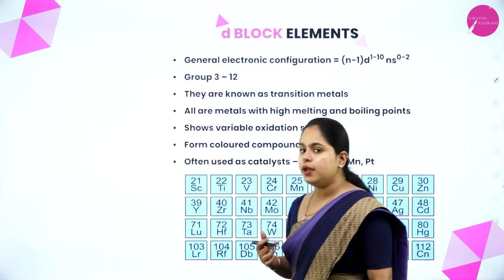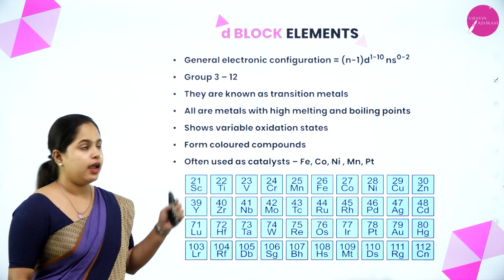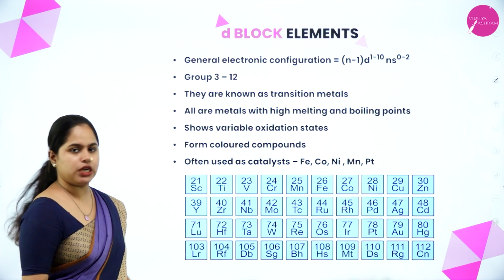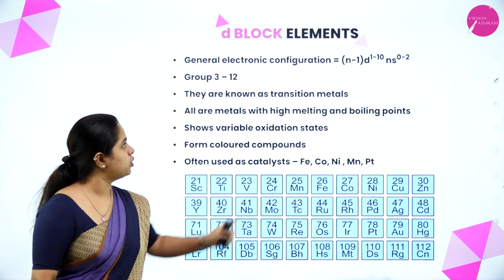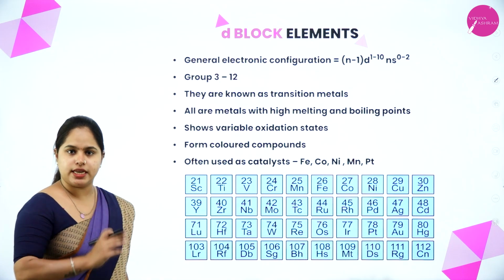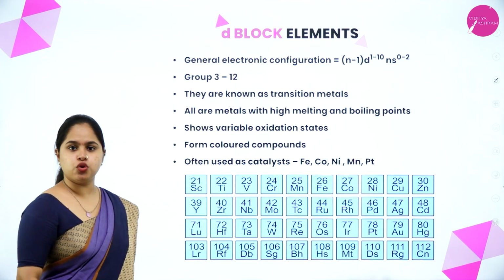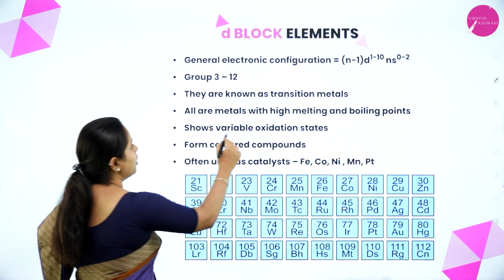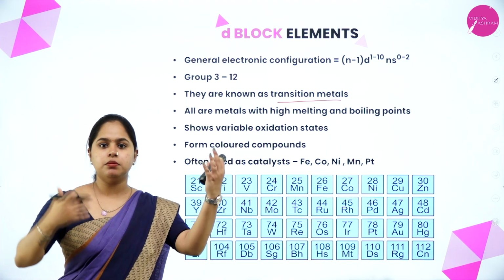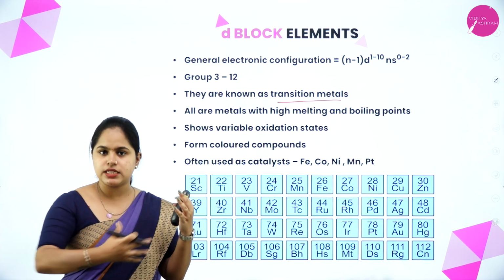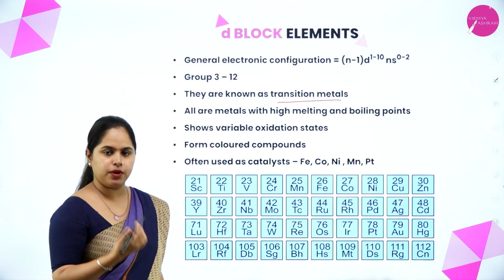Now moving on to D block elements. The general configuration is (n-1)d1 to 10, ns0 to 2. The D block elements consist of groups 3 to 12. Yes, 1 and 2 are S block elements, 13 to 18 are P block elements. So 3 to 12 belongs to the D block elements, and they are known as transition elements. Why are D block elements called transition elements? Because they are in between S and P block, right? So there is a transition of properties from S to P block elements. Hence they can also be called transition metals.